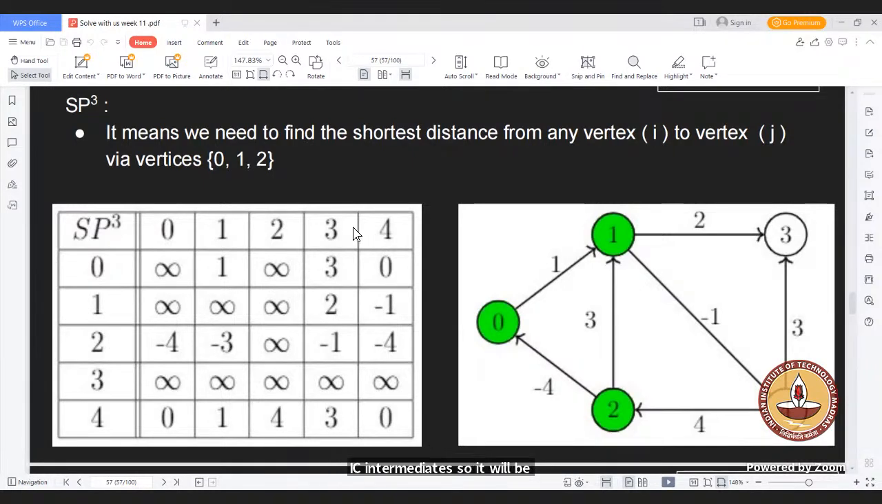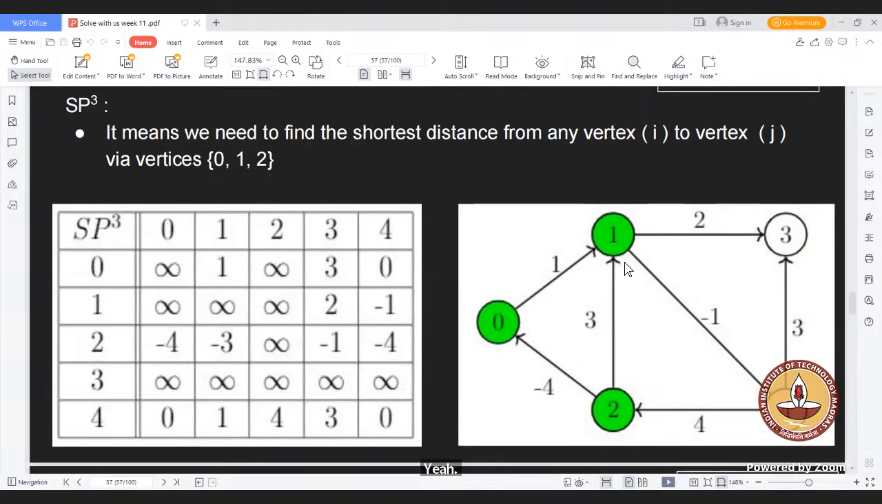So from 2 to 3 we'll see. From 2 to 3 we can go 2 to 1 and 1 to 3, or 2 to 0, 0 to 1 and 1 to 3. We have to find which is the minimum distance here. If you go 2 to 1 and 1 to 3, the total distance is 5. But if you go 2 to 0, 0 to 1 and 1 to 3, what happens? It is -4, +1 and 2, so the total will be -1 here.